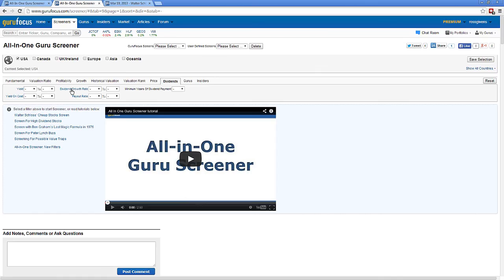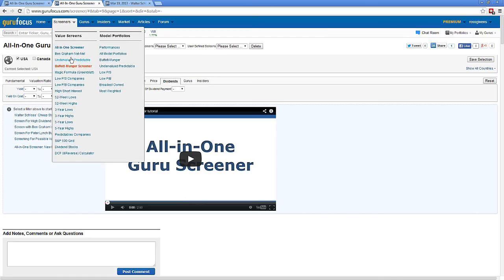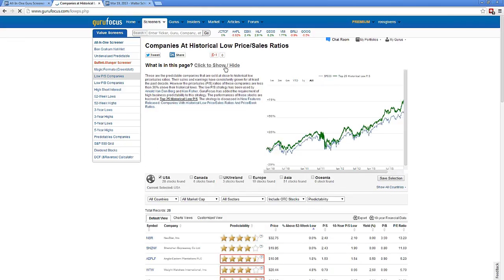Scott, how do you see the fundamentals built in? So in any of those screeners, the fundamentals built into them are, let's see, so let's look at like low price to sales companies.